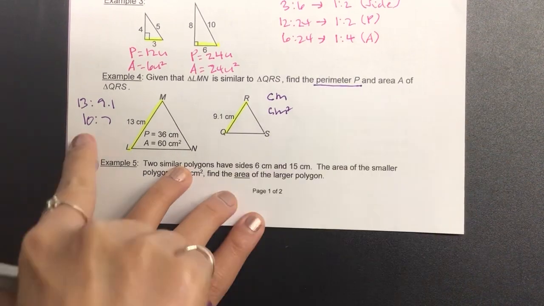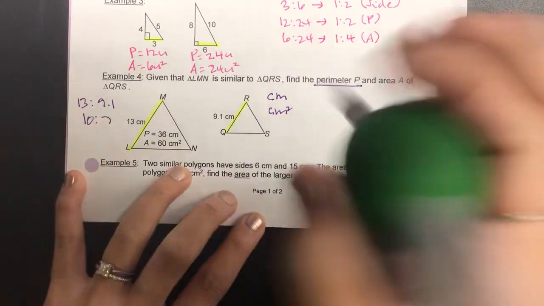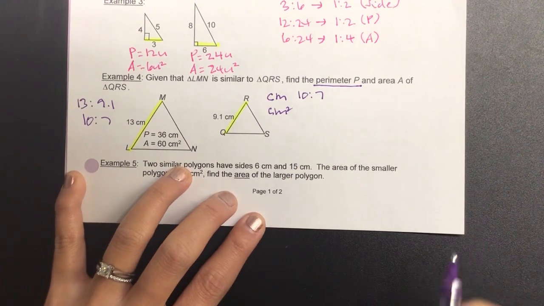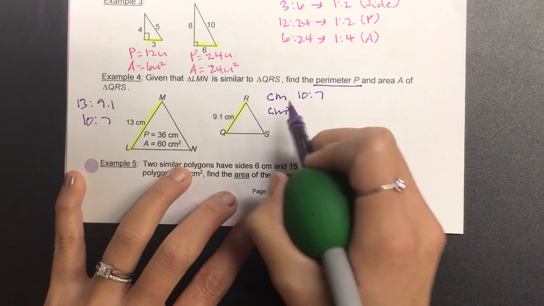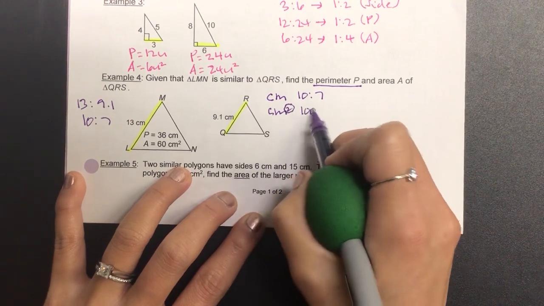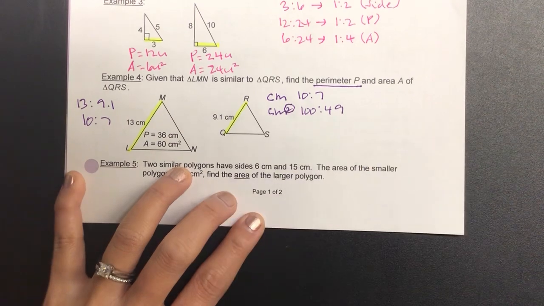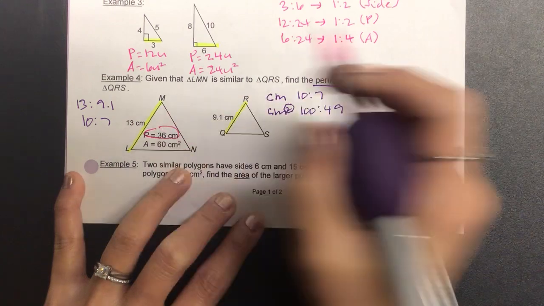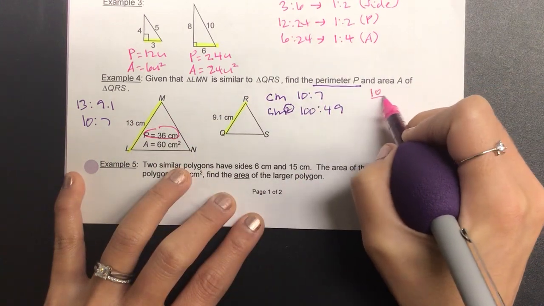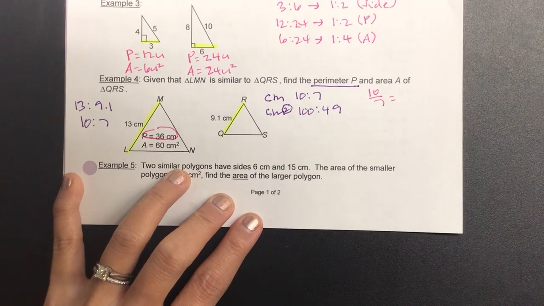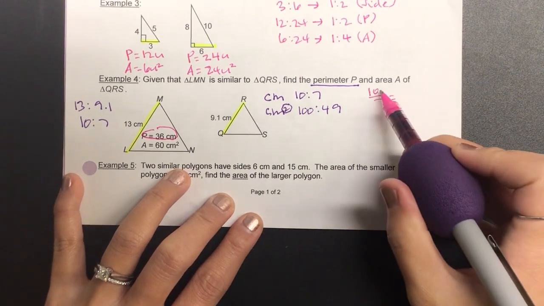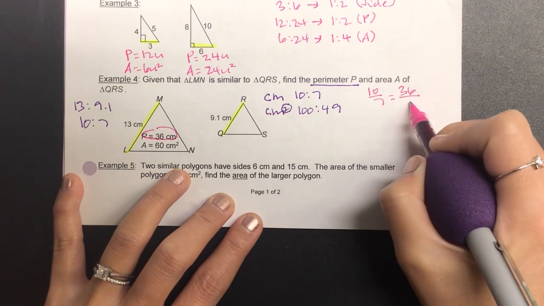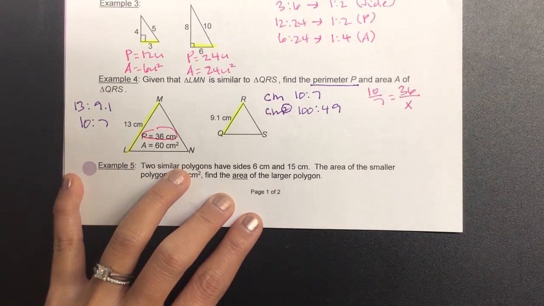For the centimeters, am I going to mess with the 10 to 7 at all? No. For centimeters squared, I am going to take the 10 and the 7 and do what to it? Square it. 100 to 49. And then here's our first proportion. It says my perimeter is 36. Let's start with 10 over 7. My 36 is my bigger triangle. 10 is bigger than 7, so 36 has to be on the top. And then X on the bottom. Is everyone okay with that?